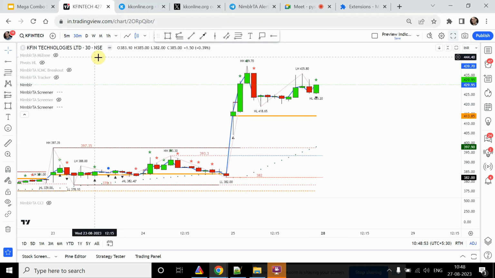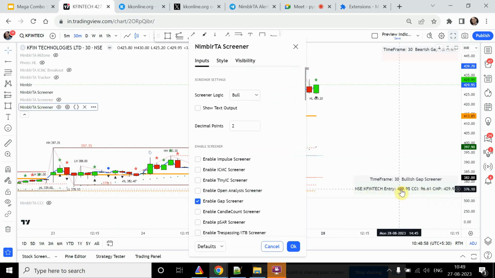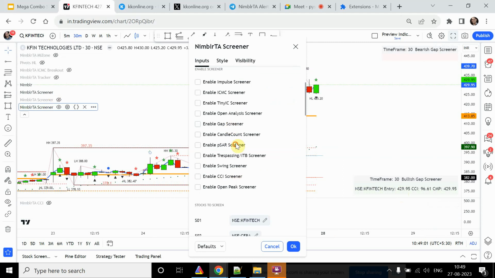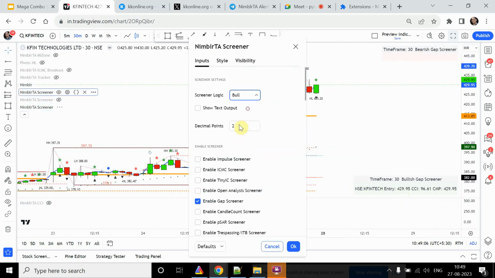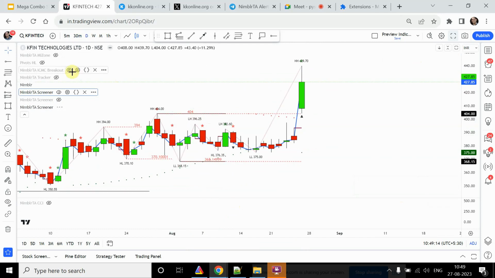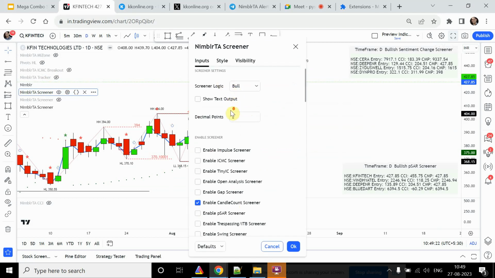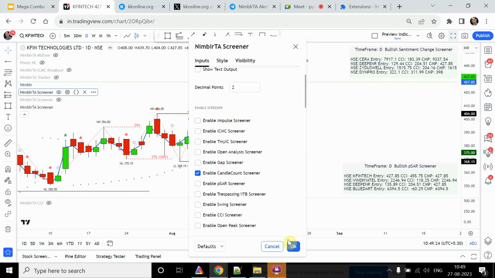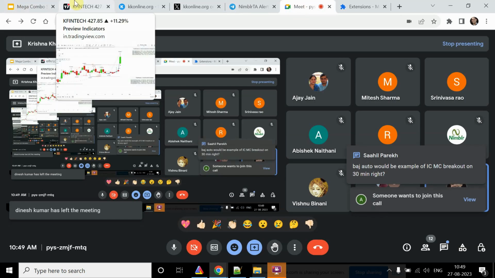Okay, so let me take some more examples. Let me take an example of the pSAR screener over here. And on the bull side, again, we can take a screener, maybe a candle count, and we can do it on a daily time frame. So I am on a daily time frame. I have chosen my strategy over here, and I have applied this. I would like to see what has happened and what all movements of stocks have been seen over here.